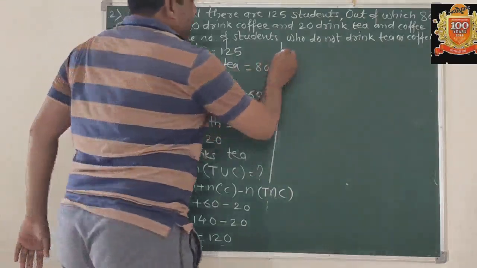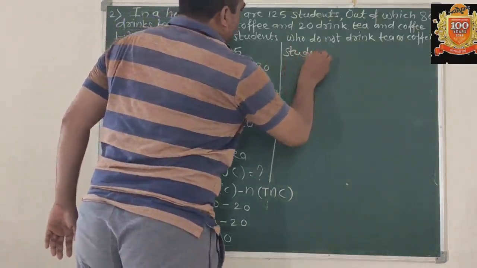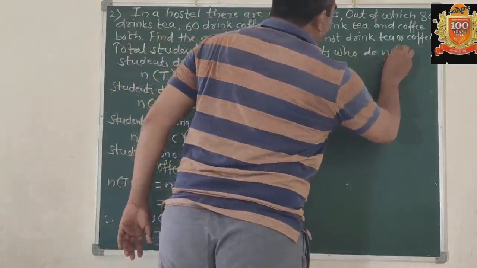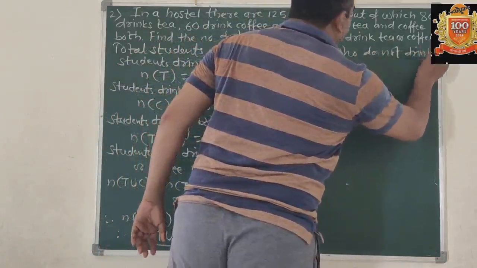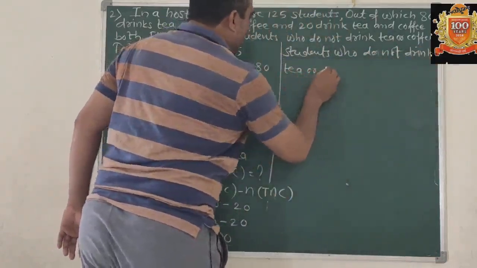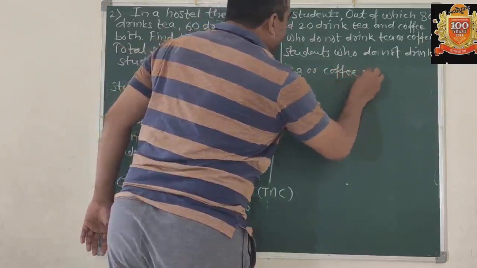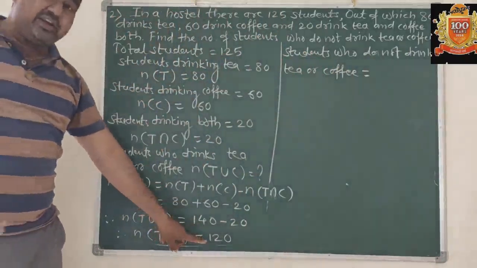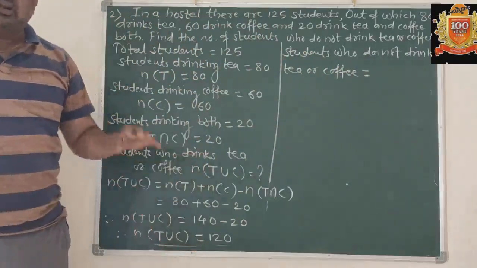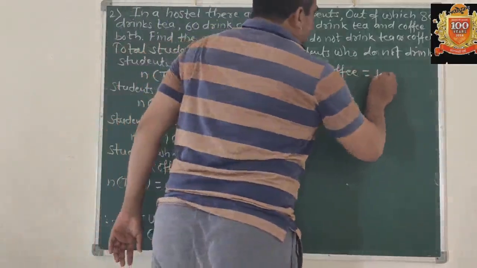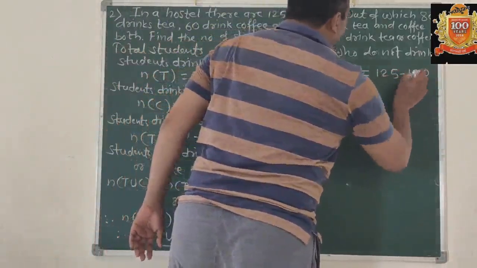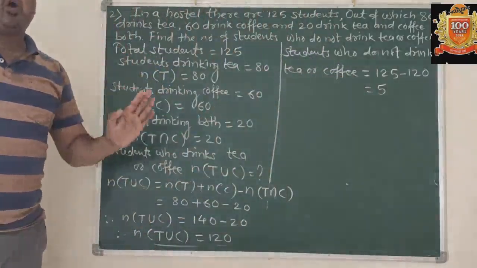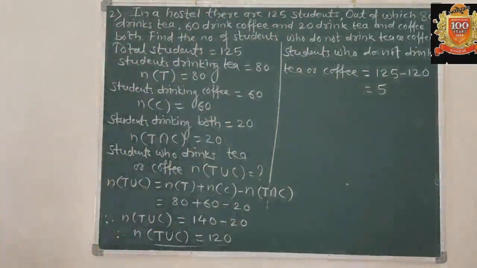So here therefore students who do not drink tea or coffee. So how will you find out this? Total students 125 and out of that 125, 120 drink tea or coffee. So remaining do not drink anything. So here 125 minus 120. So the answer is 5. So 5 students do not drink tea or coffee. Okay? I hope you understand.